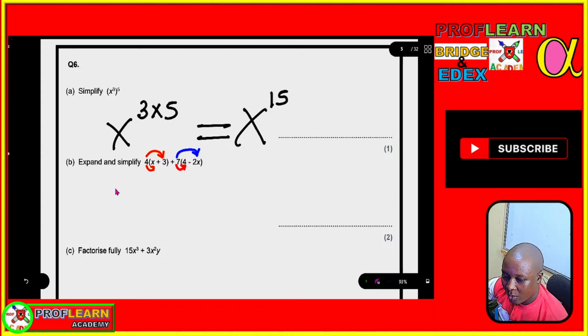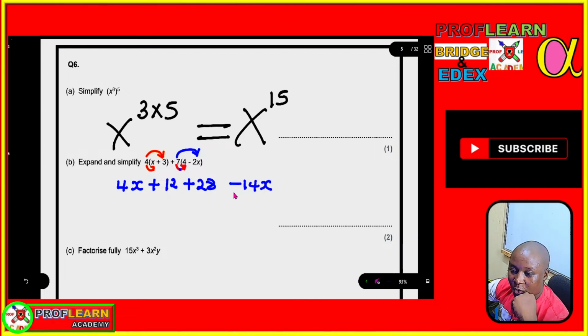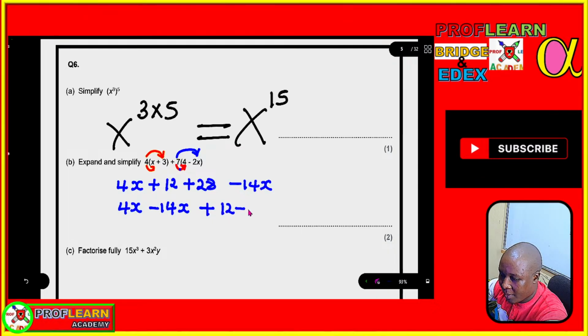So if we work it out, we're going to get our answers: 4x plus 12 plus 28, and this will give us negative 14x. And what you're going to do here is put the like terms together, and that is going to be 4x minus 14x plus 12 plus 28. So if you are having 4x minus 14x, this is going to be negative 10x.